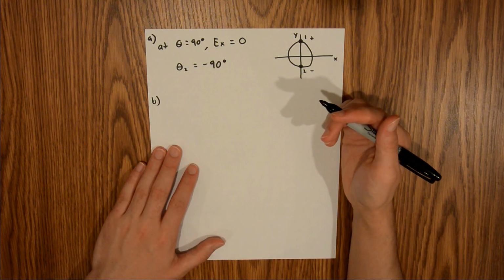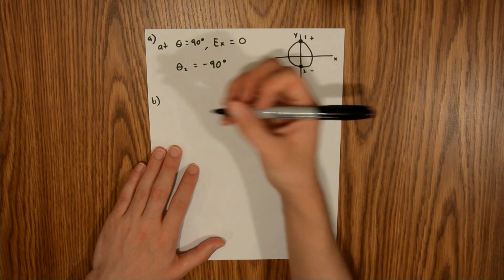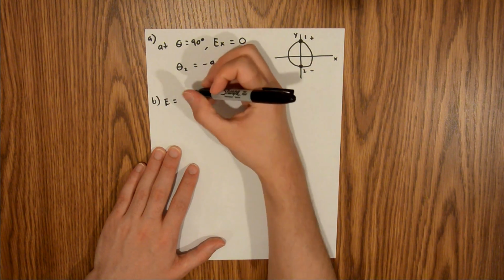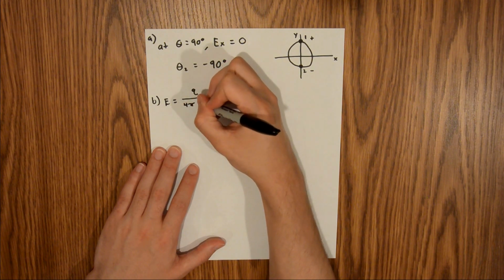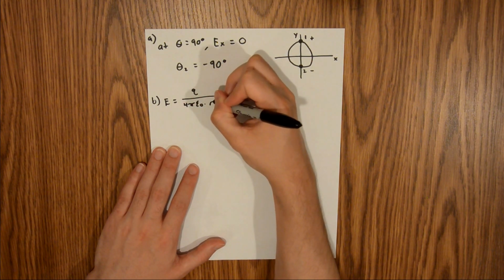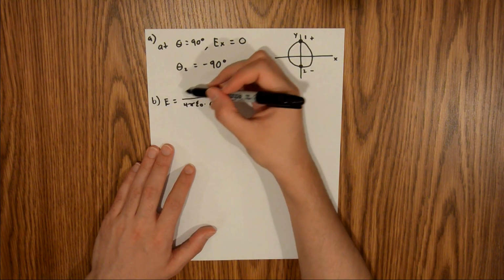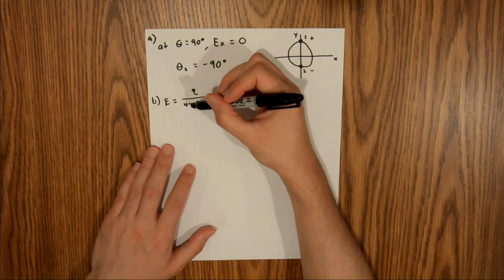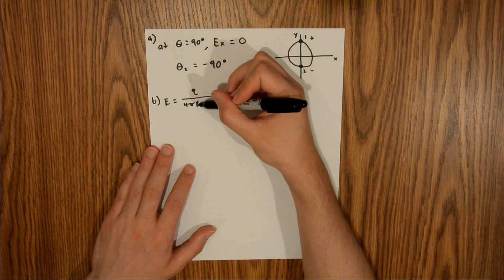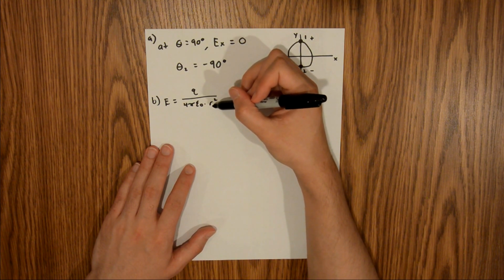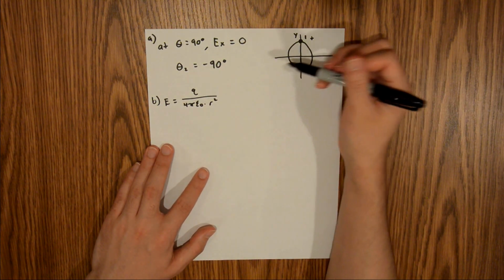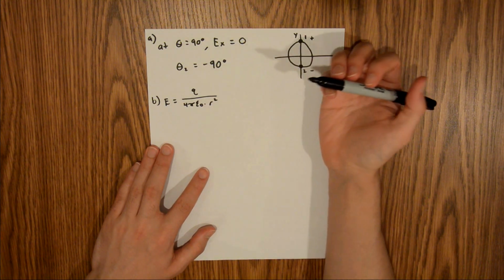Part B asks us to find the charge on bead 1, and so what we know is that the electric field is equal to charge divided by 4 pi epsilon naught times r squared, where E is the electric field, Q is the charge, pi is the universal constant, epsilon naught is the vacuum permittivity constant, and r in this case is the distance between the origin and our bead, and since our beads are on a circle, this r is the radius of the circle.